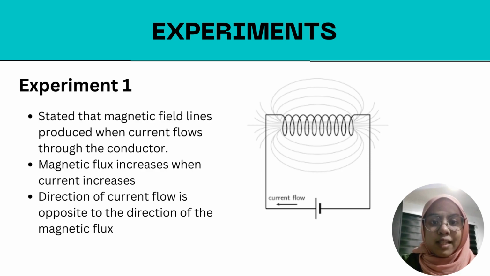Now I will be presenting the experiments of Lenz's law. The first experiment concluded that when an electric current flows through a coil of wire, it generates a magnetic field around the coil. When the electric current passing through the coil increases, the strength of the magnetic field produced by the coil also increases. To counteract this increase, the induced current in the circuit flows in a direction that creates a magnetic field opposing the increasing magnetic flux.